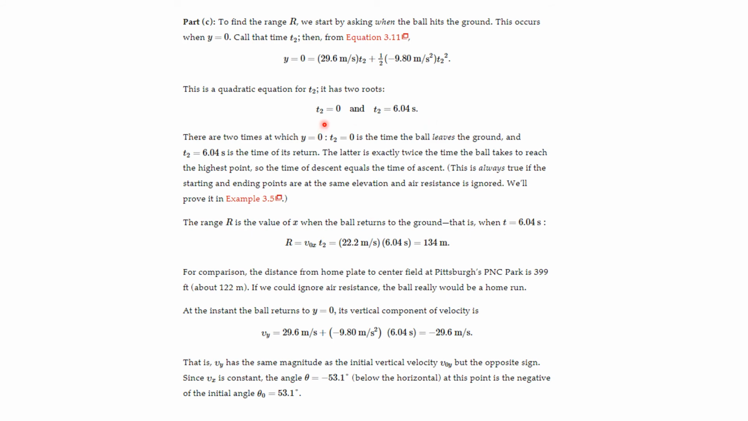And so you get t2 is equal to 0. We reject that answer because that's right when the guy was hitting the ball. But t2 is equal to 6.04 seconds. So this is the answer that we're going to use. And we'll say, okay, so the range is going to be v0 x direction times t2. And the t2 is 6.04. And so it lands 134 meters.